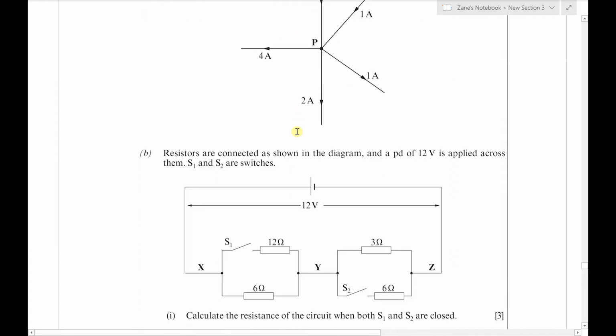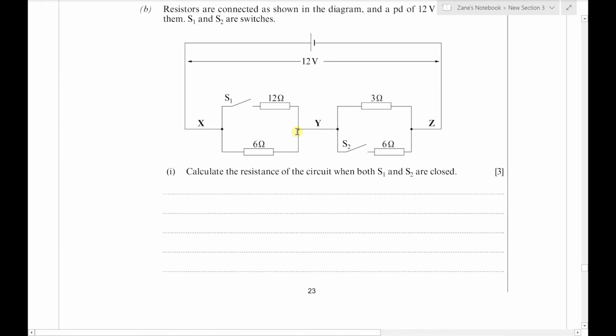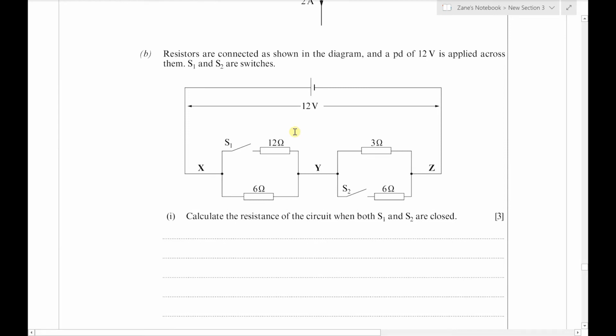Next, we're given a circuit where we have two parallel combinations of resistors connected in series with each other, and we've got to find the total resistance of the whole circuit when the switches are closed. If we look at the section XY, then we can use the fact that resistors in parallel add in reciprocal. So 1 over R for XY is going to be 1 over 12 plus 1 over 6, which we can combine together with a common denominator of 12 to give 3 over 12. And that means the resistance between X and Y is 12 over 3, or 4 ohms.